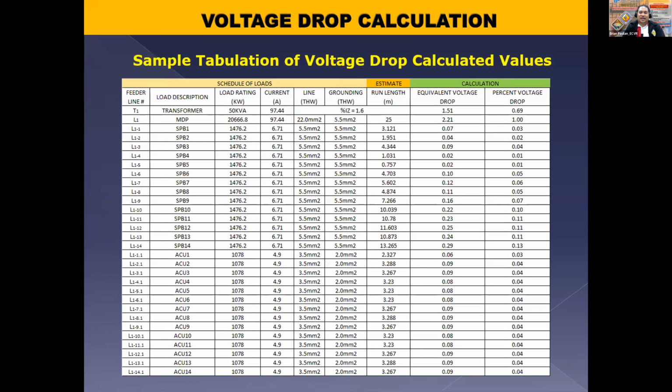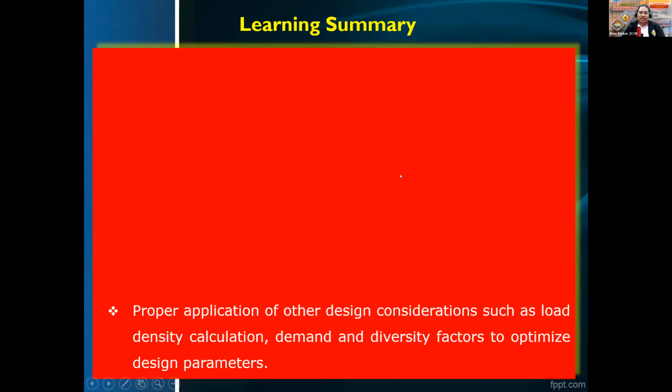Okay, so again, after everything is being done, tabulate everything. Ito yung sample tabulation natin. Pwede kayo maggawa ng sarili nyo, but importantly yung feeder description, load description, and the rating, current, and the cable or conductor, and the run length, and the voltage drop and voltage drop percent values. So as a summary report doon sa OBO natin or sa DOLE.